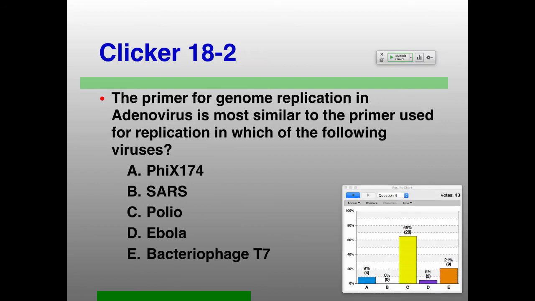So why do people think polio? I heard people muttering about it up the front here. A genome replicator, so primer. VPG, muttering up here. So a protein primer for replication. What about bacteriophage T7? What's the primer used by bacteriophage T7? The primers are all RNA for bacteriophage T7 and for PHYX174.